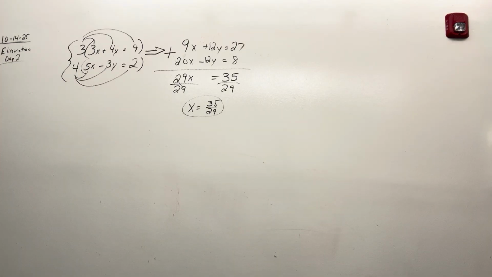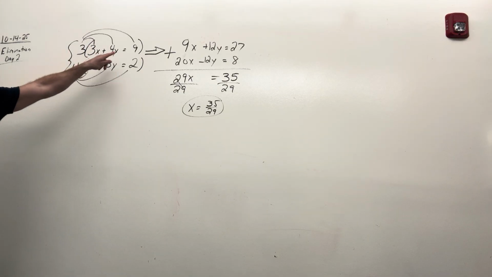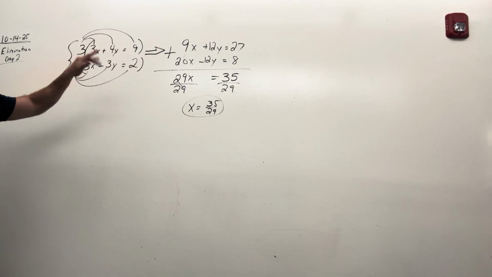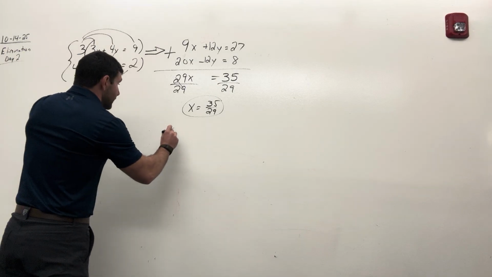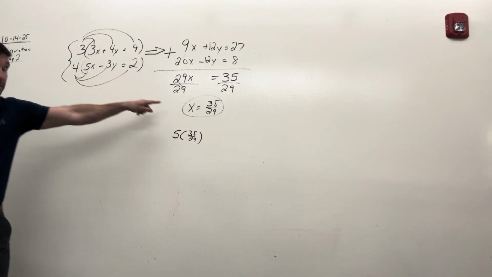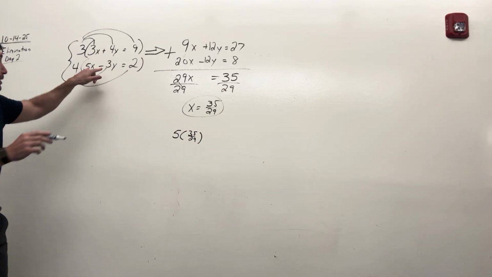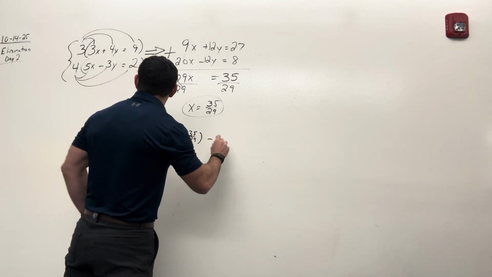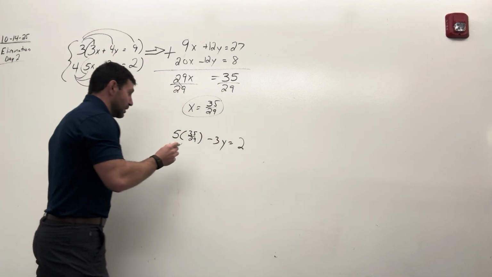Have I lost anybody? So then we choose one of our original equations. It does not matter. 5, 3, and 2 are smaller than 3, 4, and the 9. I just don't want to deal with the 9. So I'm going to use this one. So now I have 5 times 35/29, because my x is 35/29, minus 3y equals 2.